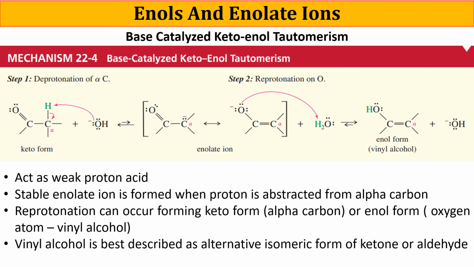The figure represents the mechanism of base catalyzed keto-enol tautomerism. In step 1, you can see that deprotonation occurs at an alpha carbon, followed by reprotonation on oxygen.